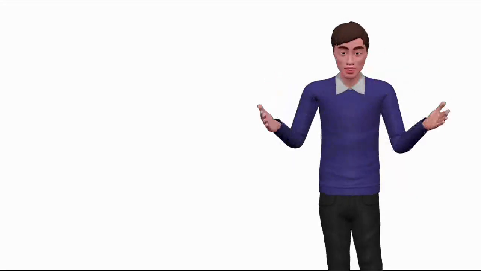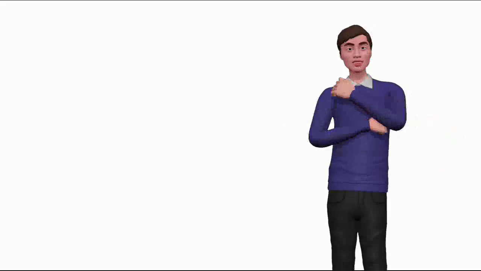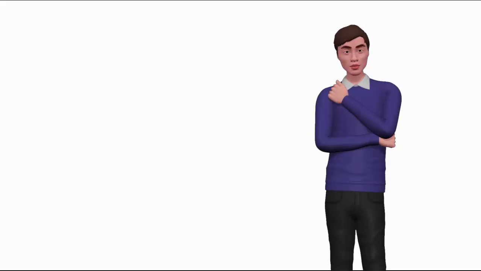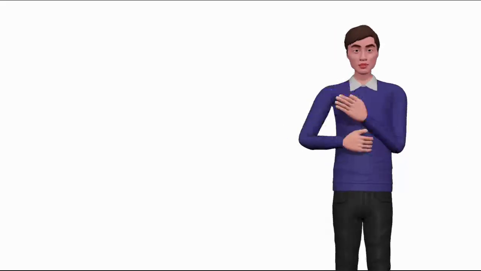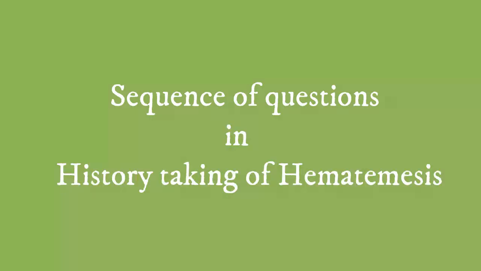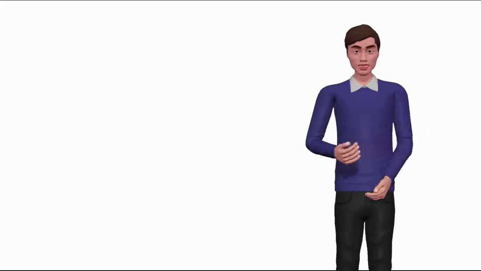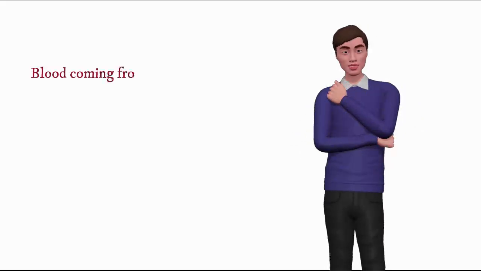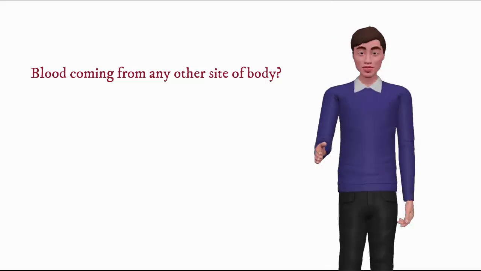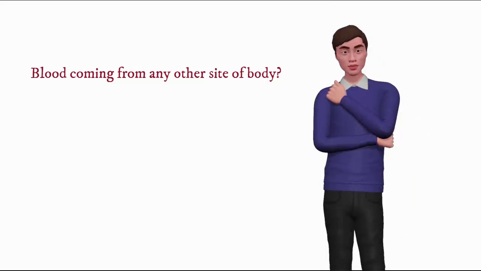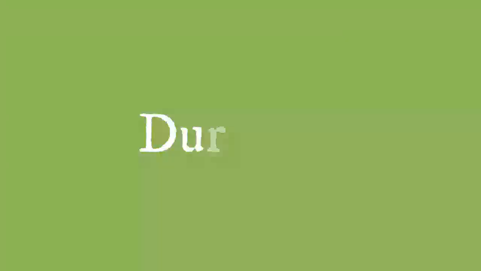While taking history from a patient in an exam, you may face the presenting complaint of vomiting of blood, so always be ready and adopt this sequence. In the start, ask the patient, along with this complaint of vomiting of blood, does blood come from any other site of the body? As this may happen in ITP or coagulation defects.